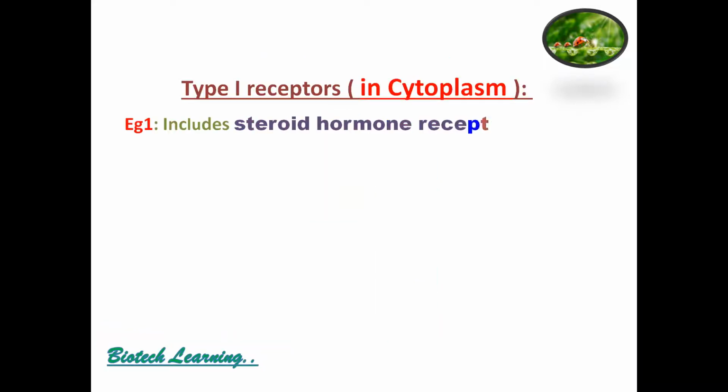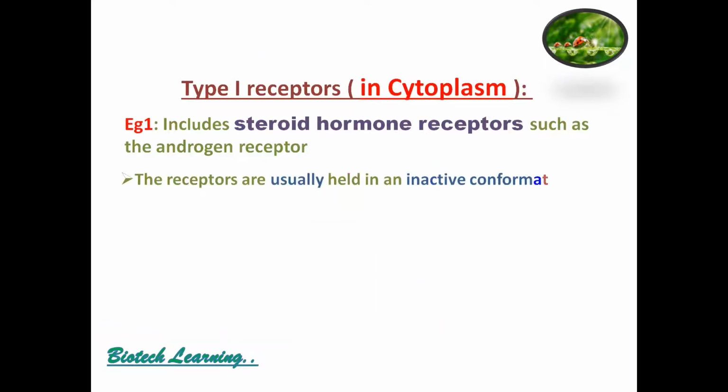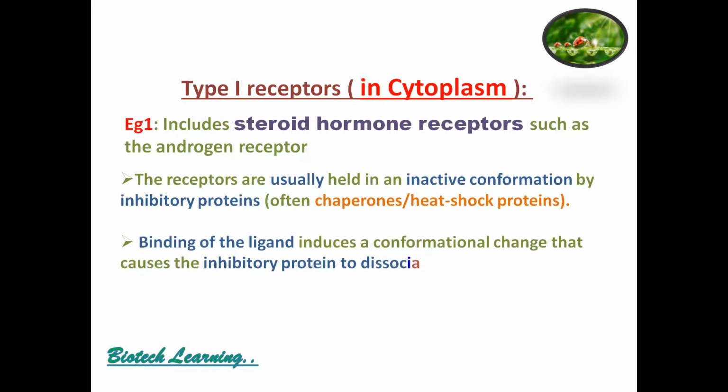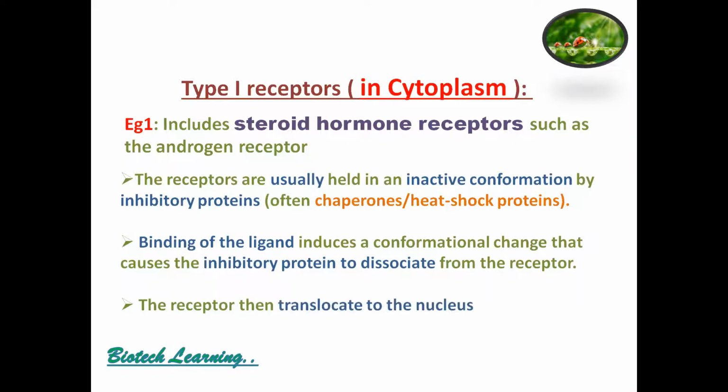Type 1 receptors are present in the cytoplasm. They include steroid hormone receptors like the androgen receptor. The receptors are usually held in an inactive conformation by inhibitory proteins like chaperones, heat shock proteins, etc. So when the ligand binds to the receptor, there's a conformational change, and then this causes the inhibitory protein to dissociate from the receptor. Now the ligand-receptor complex translocates into the nucleus.